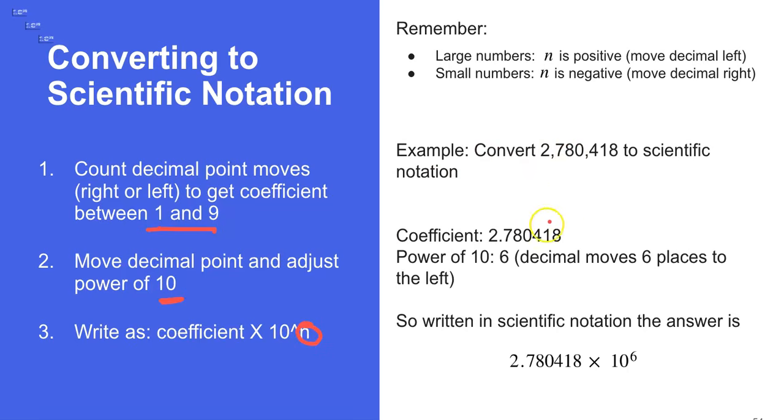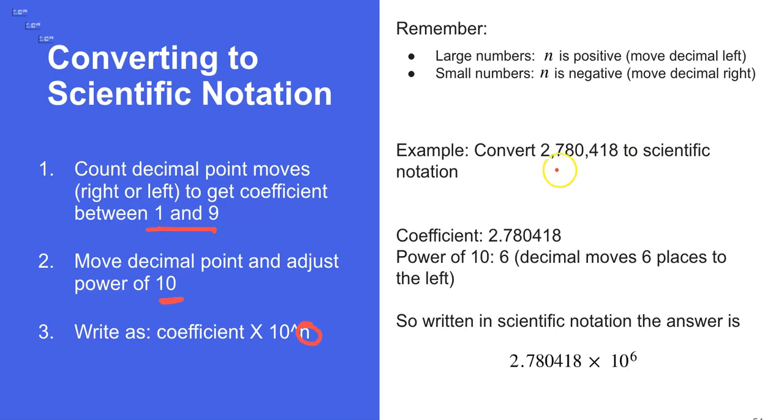Okay, so let's look at an example here. Here's a very large number, 2,780,418. So for large numbers, your n is positive. For small numbers, your n is negative. And to write something that's a very large number in scientific notation, we move the decimal to the left.